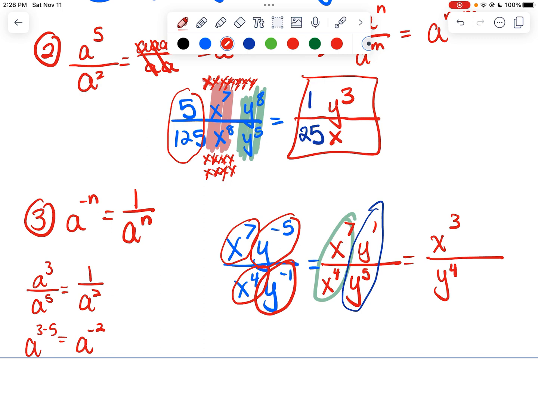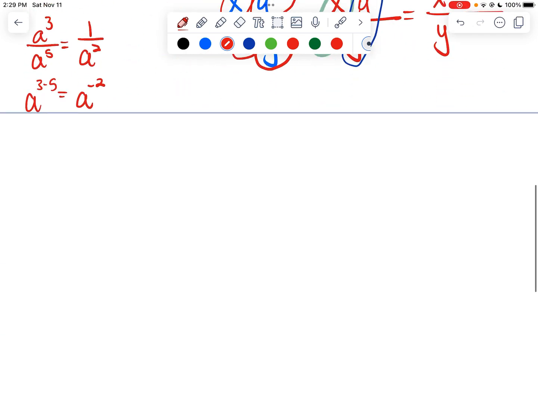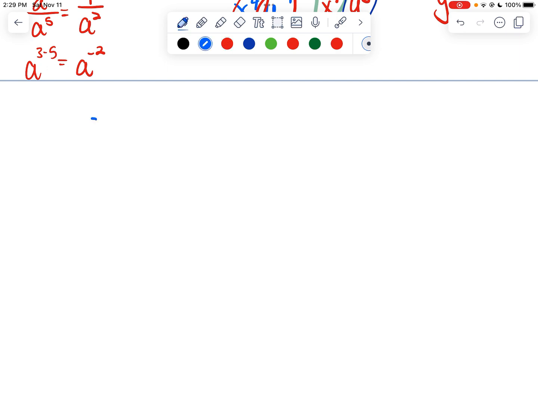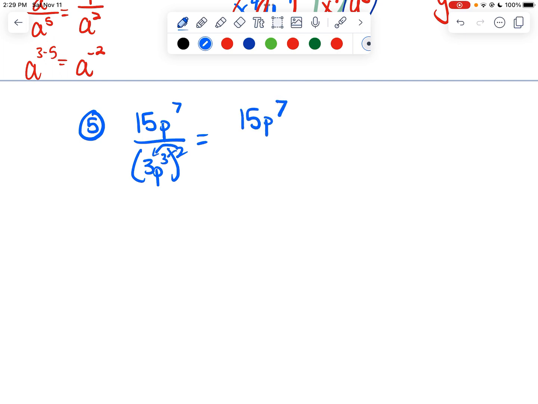Now we're going to take a look at a problem where we put everything together, and maybe we'll take a look at 2 of these. I can't remember what problem, I wasn't numbering these, I apologize. If we have 15p to the 7th over 3p cubed, squared. Let's get rid of our parentheses first. So 3 squared is 9, and p cubed squared is p to the 6th, so 9p to the 6th. Now if we simplify 15 over 9, they're both divisible by 3. So 5 over 3, and where there are more p's on top, we'd have a p on the top.